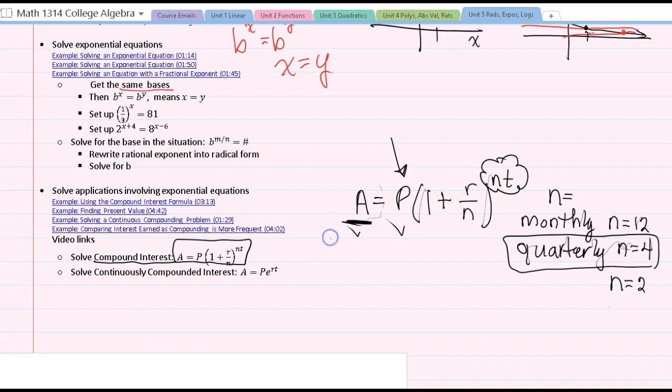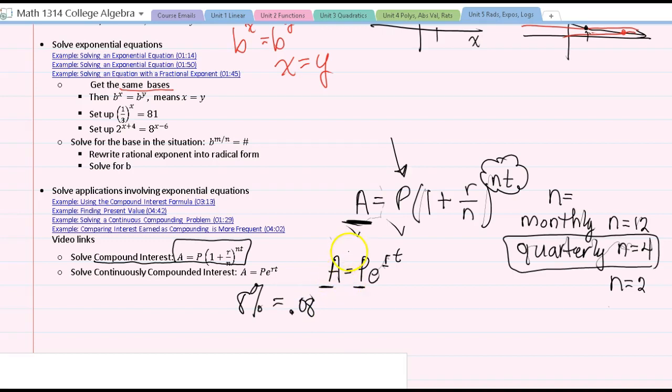The other type of interest that you can get is compounded continuously, and that is what I call APERT. So it's A, P, E to the R, T. Again, P is the principal, A is how much money you have, R is your percentage rate per year. So like if you had 8% interest rate, remember R would actually be 0.08. It's in decimal form. And T is in the number of years that happens.